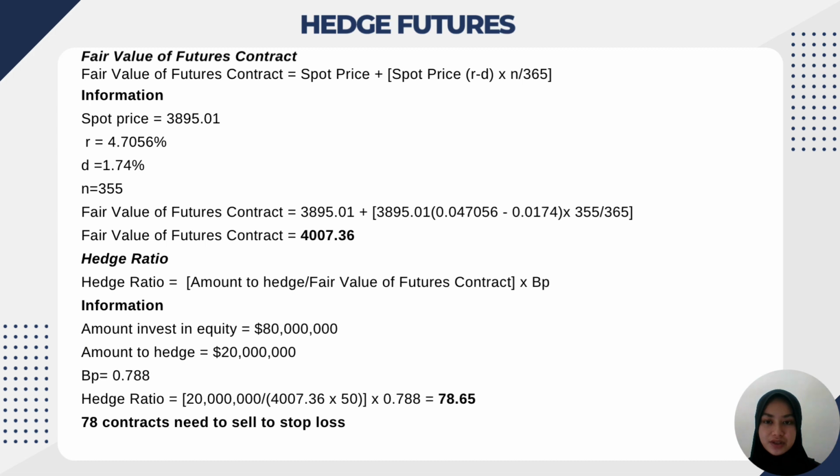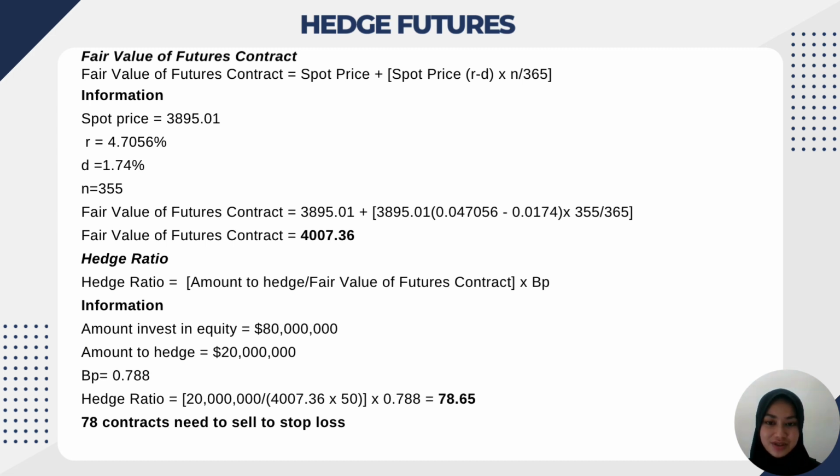As for hedge futures, the first thing that we need to find is the fair value of futures contract by using the spot price, which is 3,895.01. The interest rate is 4.7056%. The dividend yield is 1.74%, and N is 355. By using the formula, we got the fair value of futures contract is 4007.36.